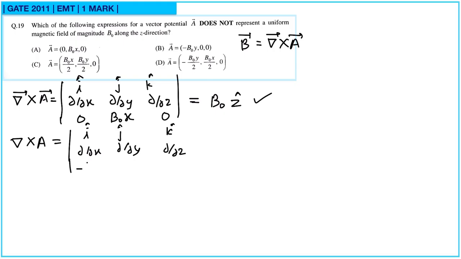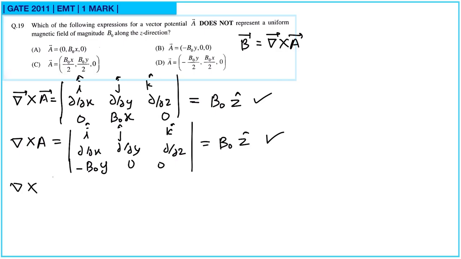Now first is minus of B naught into Y into 0 into 0. So this will be equal to again K cap into dou by dou x, this will be 0 and this will be minus of minus B naught. So this will be B naught into Z cap. So this is also correct.